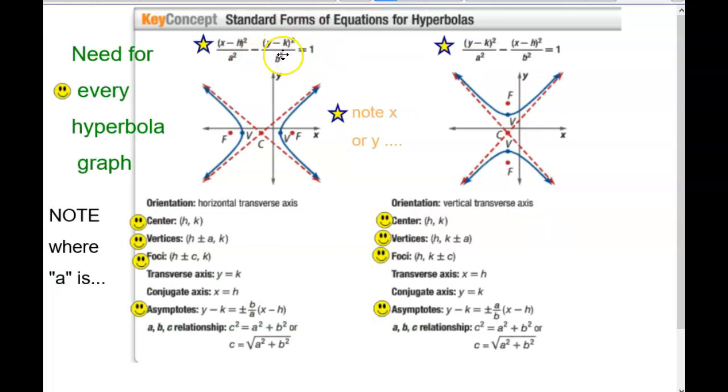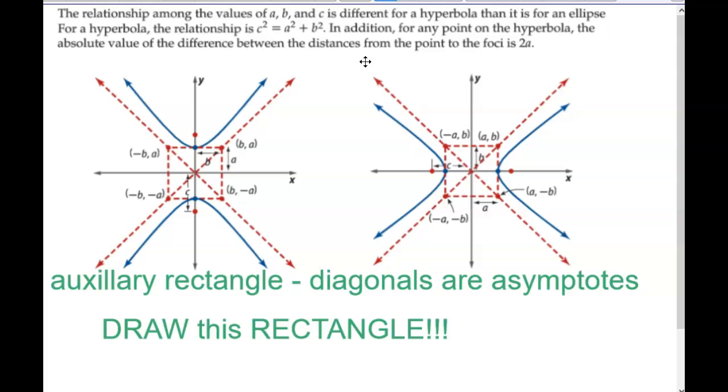What else is true, guys? What do these have to equal? 1. Yeah, very much like an ellipse. What's the only difference between this and an ellipse, besides the graph, in the equation? In the middle, there is a minus. All right. The relationship between A, B, and C is different for a hyperbola than an ellipse.